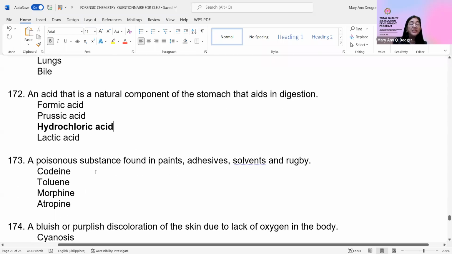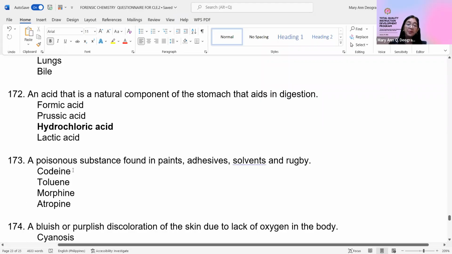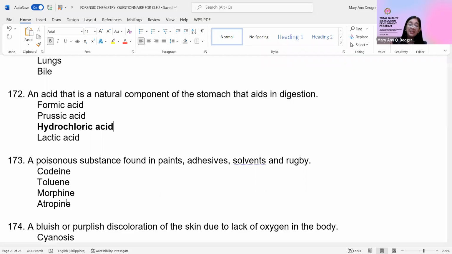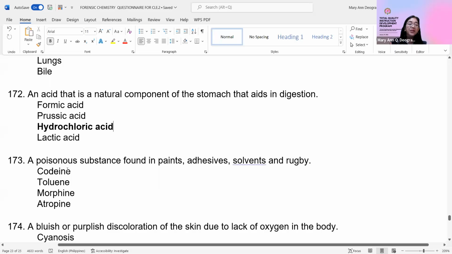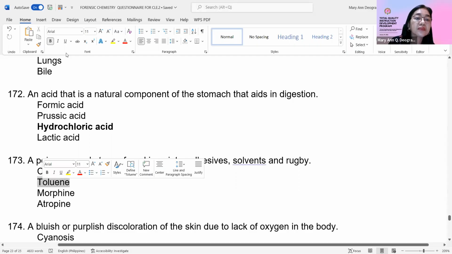A poisonous substance found in paints, adhesives, solvents, and rugby. Anong nasa rugby na mabango? Is it codeine? O nasa cough syrup ang codeine? Is it morphine? Morphine is drugs for pain relievers yung mga cancer patients. Atropine or is it toluene? Anong sagot dyan? Yes, letter B, it's toluene. Okay, yung mabango sa rugby is toluene.